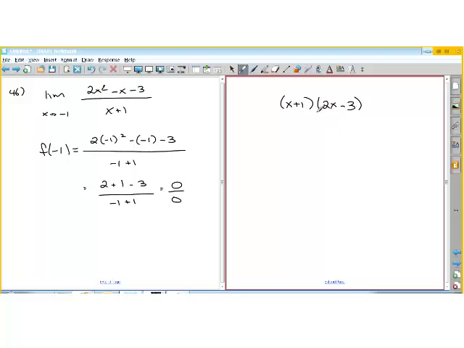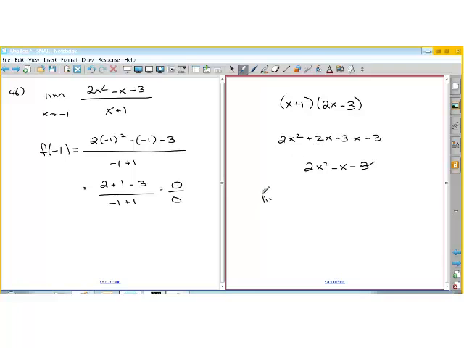So you get 2x times x is 2x squared, plus 2x, 1 times 2x, and then you get negative 3x, and you get positive 1 times negative 3, which is negative 3. So you get 2x squared minus x minus 3. So it is. So check. It has to be. I mean, there's no way it couldn't work out. Okay, so you can factor it.